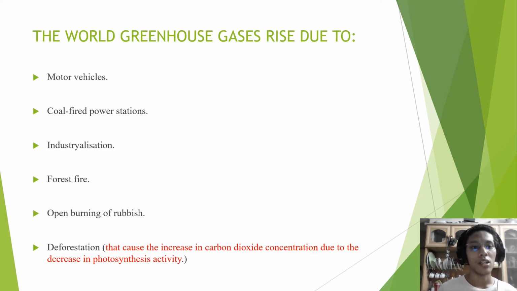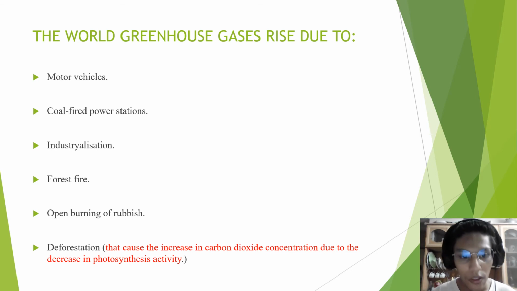So the fifth one is open burning of rubbish. In Malaysia, if someone openly burns rubbish, they can be sued or compounded. When we burn rubbish, the majority of people will burn plastic, and plastic will produce toxic gases.